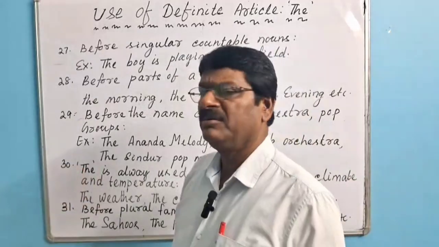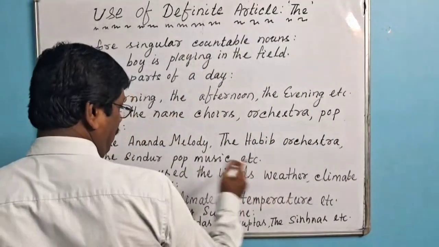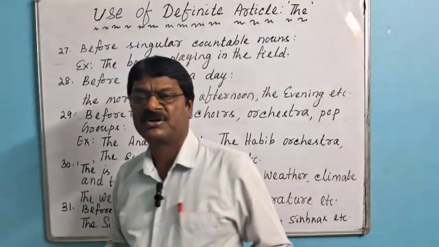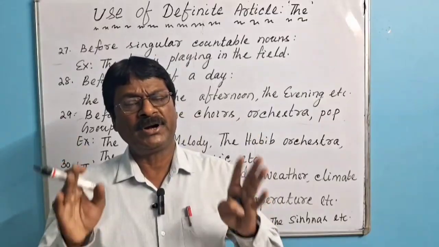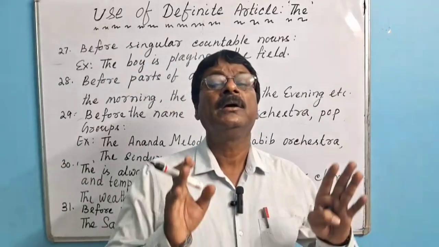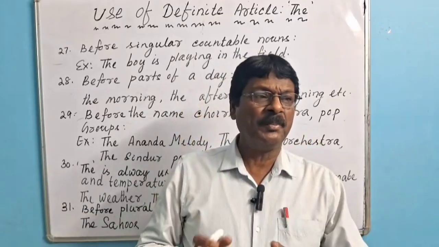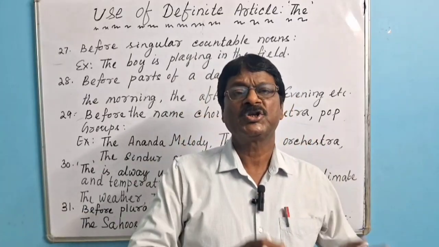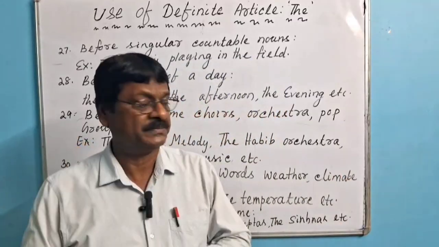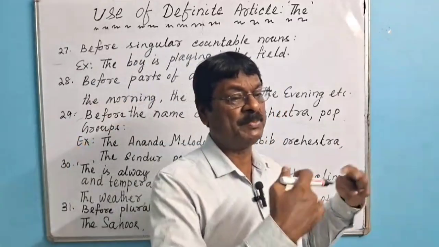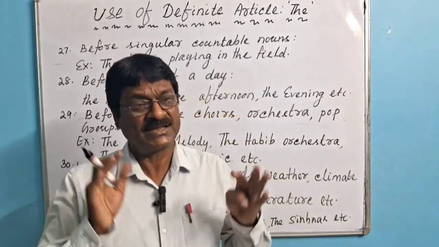Then point number 30. The is always used before the word weather, climate and temperature. The word weather or you say climate or temperature always take the before them. For example, the weather of this place is sunny today. The climate of Kashmir is very cold. The temperature of his body is above 90 degrees Celsius, like this. Okay.